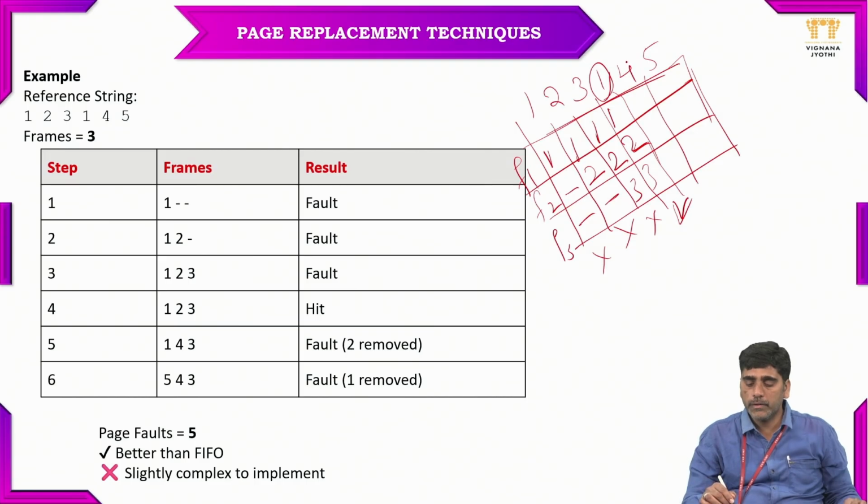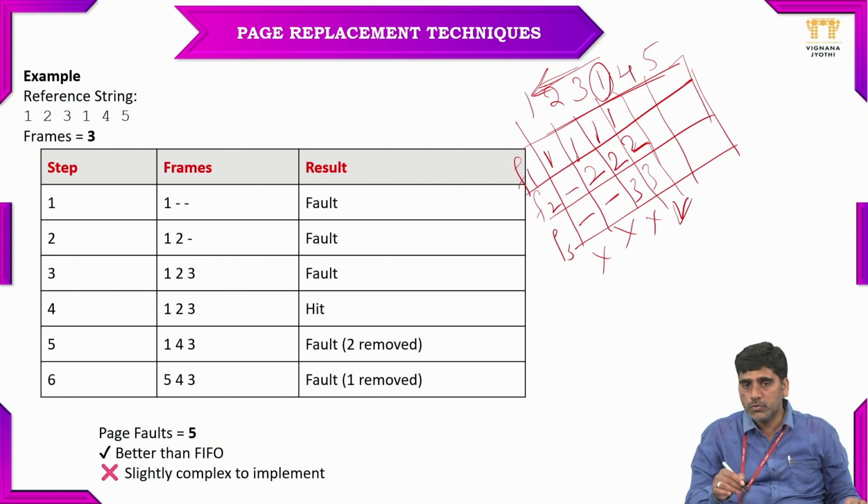Now the next page is ready to load into the memory, but the frames are already full, main memory is full. So which page do you want to remove? We have to follow the principle of least recently used. So take this direction. The already used pages are 1, 2, 3.